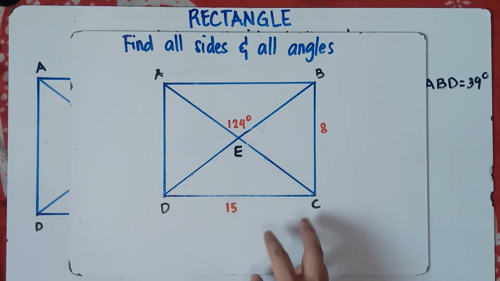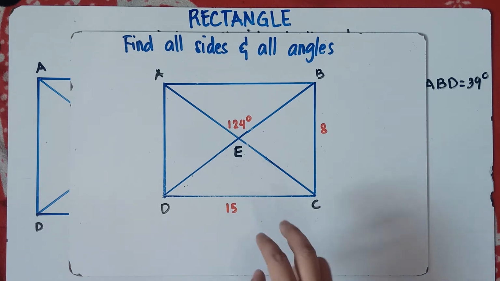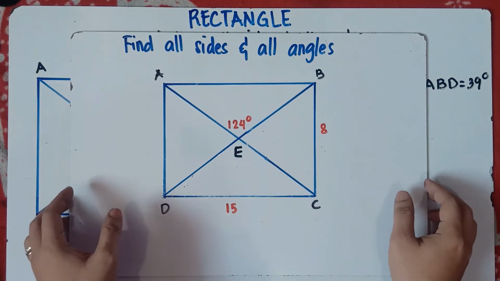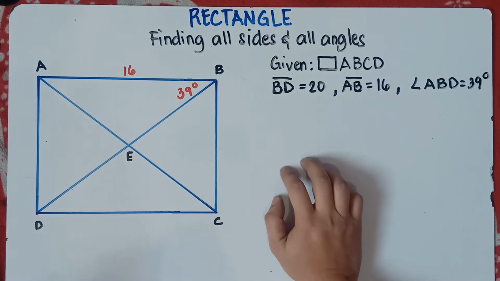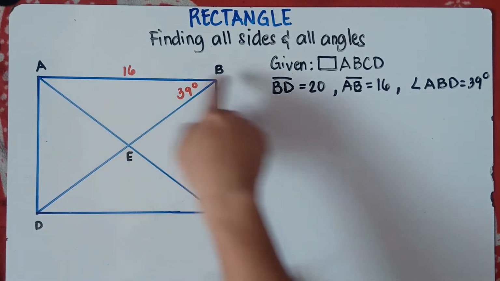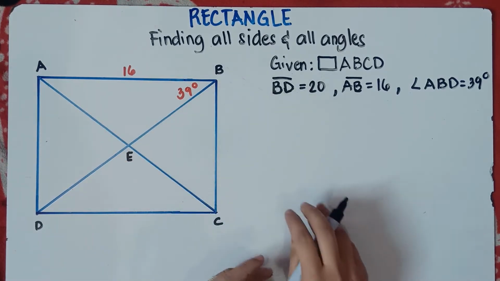Once again, class, do not be worried because we will be explaining this one step by step, for you to really understand how to find all sides and all angles. Let's focus first, class, on part 1 of our video. Given angle ABD, we're told to find all angles and all sides.